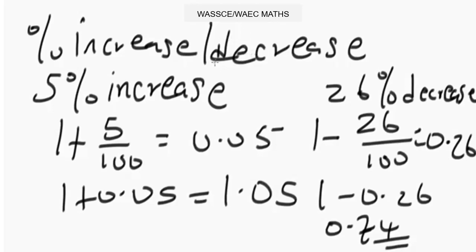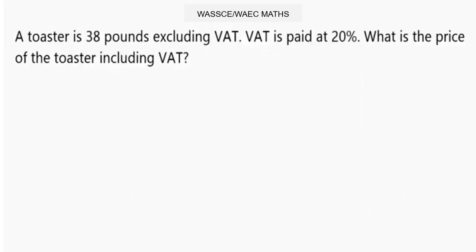Now let's look at a more practical question on this. Let's wipe this. Now let's look at this question, very interesting. It says: A toaster is 38 pounds, excluding VAT. VAT is paid at 20%. What is the price of the toaster, including VAT?